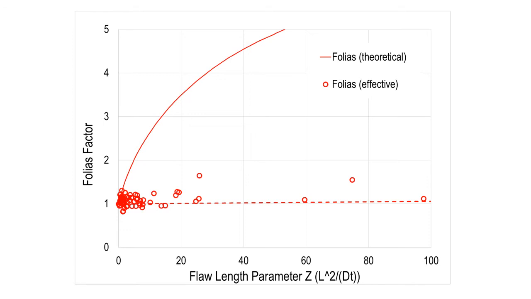Now, this becomes very important to integrity programs, because what this means is as you go from left to right along this plot, you've got longer and longer flaws. And those longer and longer flaws are increasingly farther and farther away from the theoretical Folias factor. Right? So that means that as your flaws get longer and longer and longer, you're actually getting more and more and more conservative in your prediction if you're using that NG18 equation.